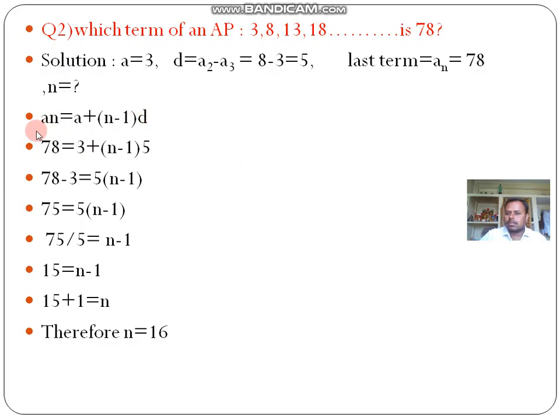Already the nth term is given. So the nth term is 78. So this 78 is nothing but the nth term. The nth term is the last term.